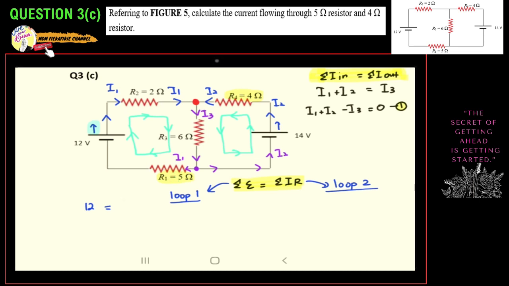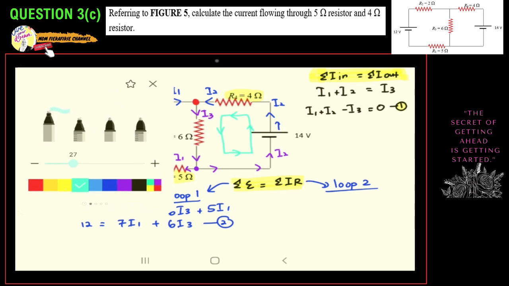Okay, so let's write, 2 I1 plus 6 I3 plus 5I1. So I1 ada 2 tu. Okay, kita tambahkan je terus. 7I1 plus 6I3. So this is my second equation.